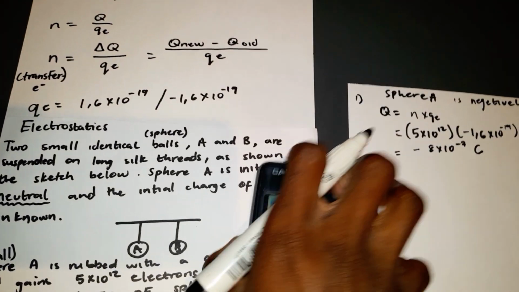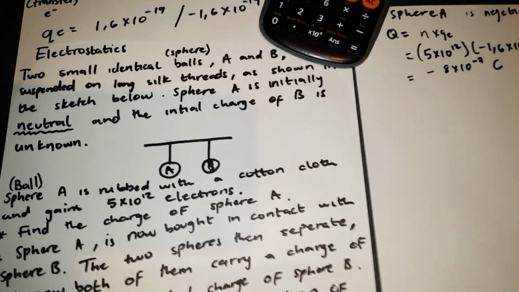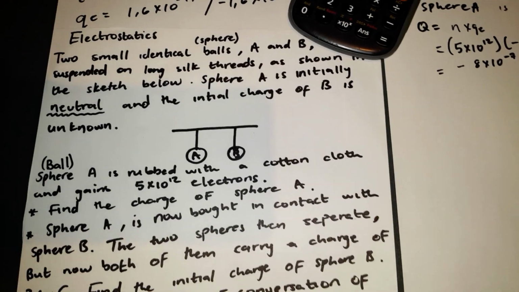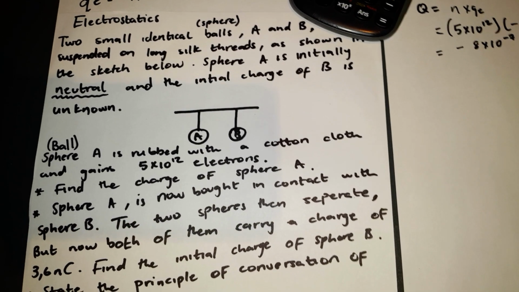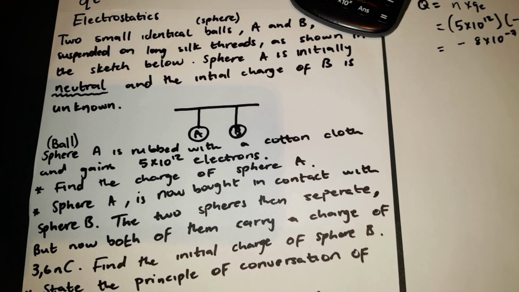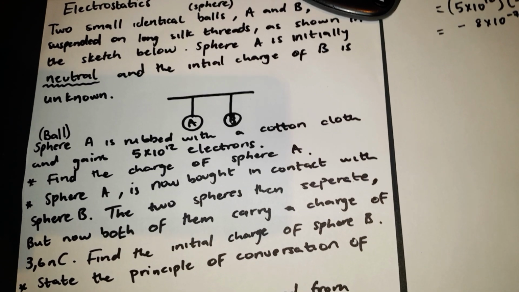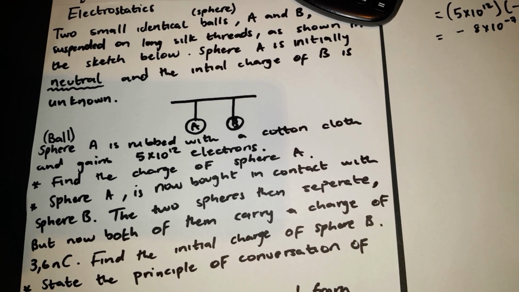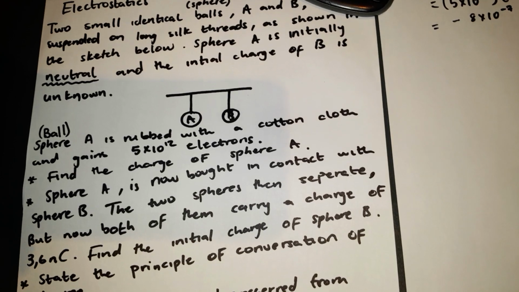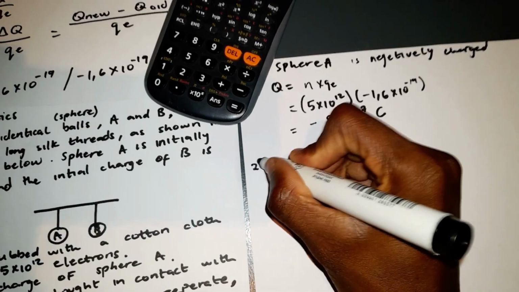So now let's dig into the second question. It says sphere A is now brought in contact with sphere B. The two spheres then separate, but now both of them carry a charge of 3.6 nC. nC stands for nanocoulombs. Find the initial charge of sphere B. So how do we tackle this one?